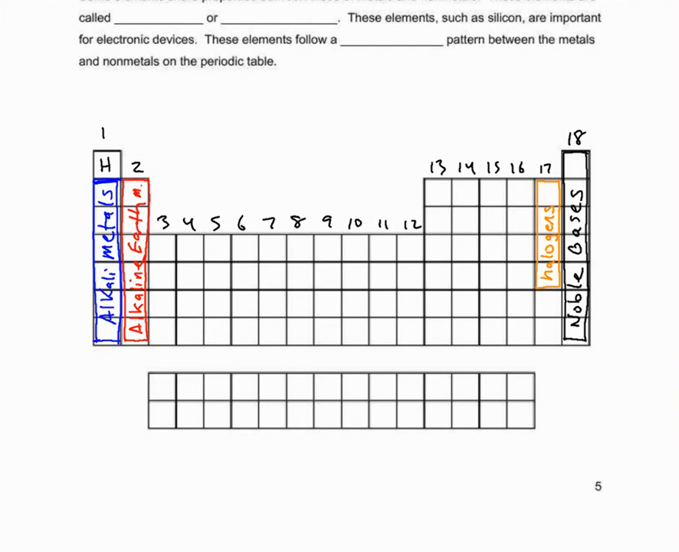So we'll label the transition metals. I'm going to do these ones in black too. So the transition metals are everything in groups 3 through 12. All of this right here. So I'm going to write it in. These are transition metals.